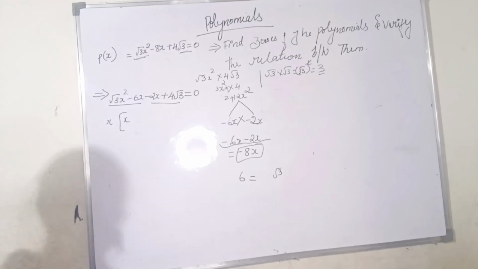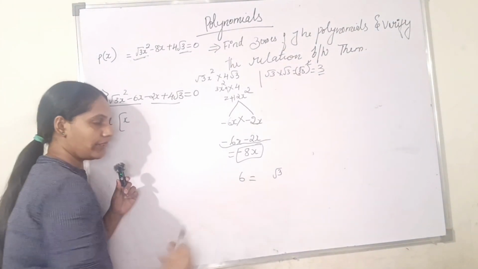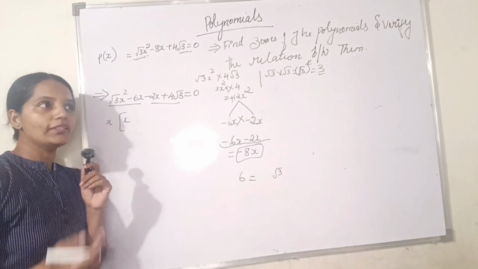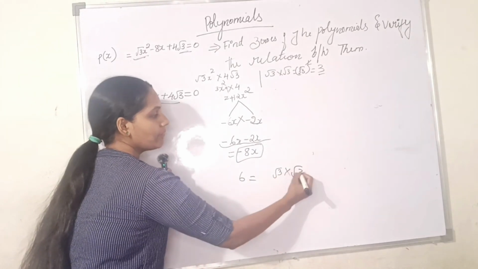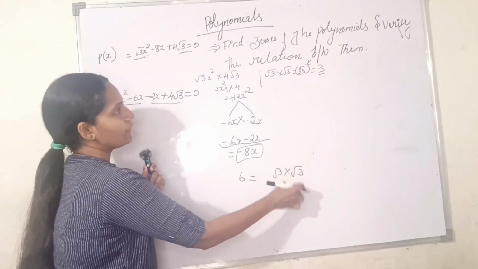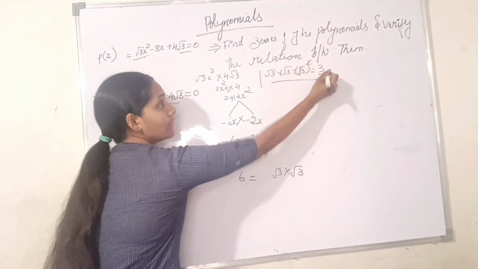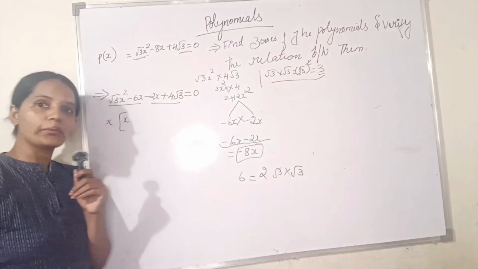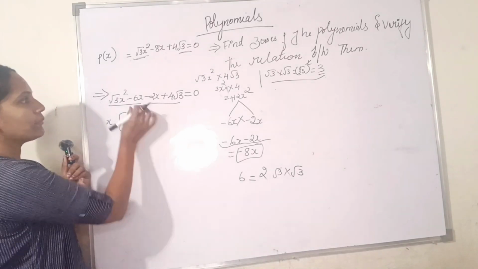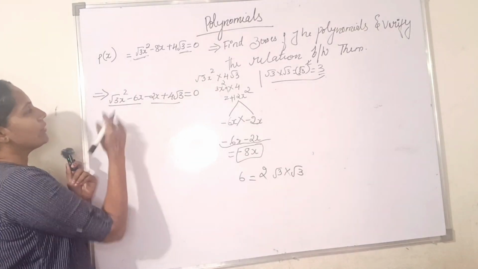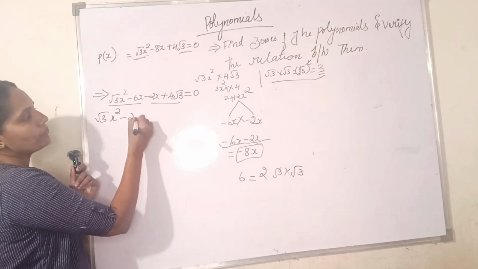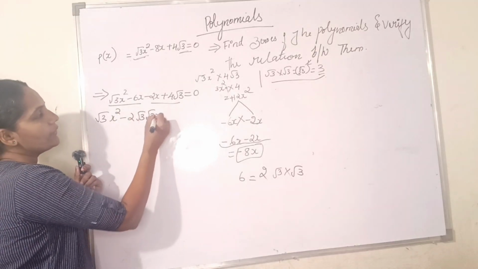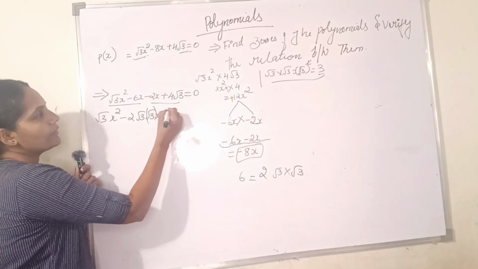Now look here, 6 is equal to root 3, I have written, and one more root 3 I will take. As we know, root 3 into root 3 is 3. Then I'll take 2 here. So 2 into root 3 into root 3. I'll substitute it there first, then we will take common. Root 3x square minus 2 into root 3 into root 3 into x. I think you understood.